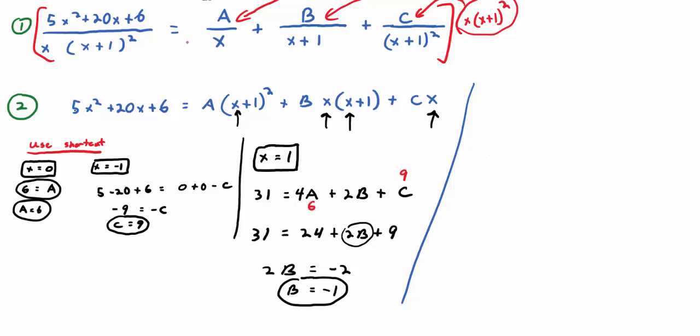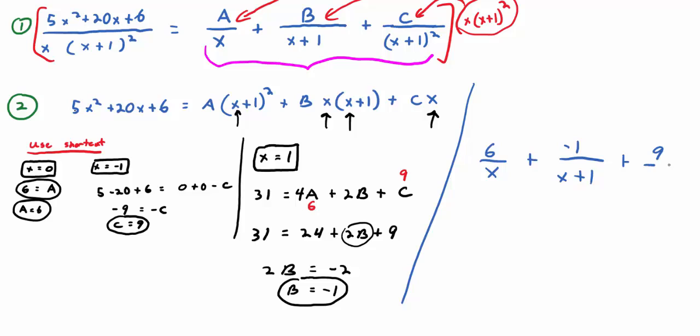Yeah, so focus your eyes on this guy. Oh yeah, so a is 6. So 6 over x plus, what was b again? Negative 1 over x plus 1. Yeah, you could make that minus 1 over x plus 1 if you want. And then plus what? C, which is what, 9? 9 over x plus 1 quantity squared. So I'm just going to circle that. That's my answer.